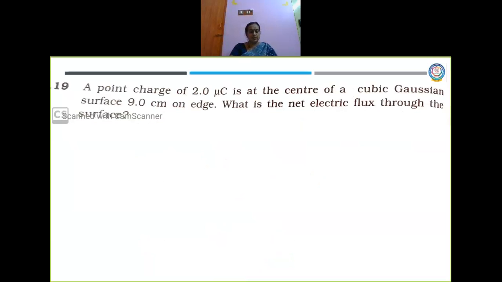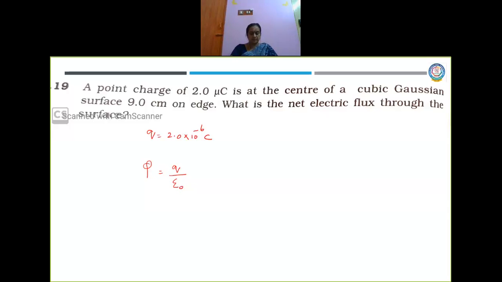The next question is 1.19. Again, this is a very easy problem. Direct substitution. A point charge Q, which is 2 into 10 power minus 6 coulomb, is at the center of a cubic Gaussian surface 9 centimeter on edge. What is the net flux through the surface? So we have to calculate flux again. Let us write the formula: phi equals Q by epsilon naught.